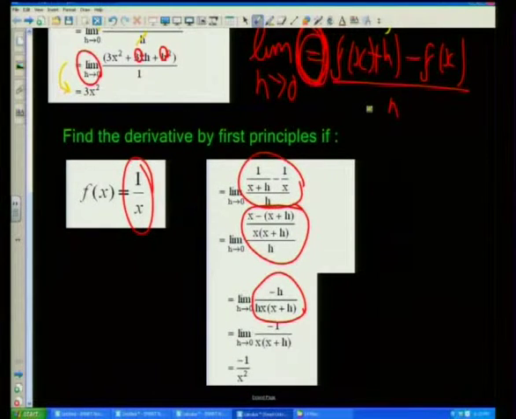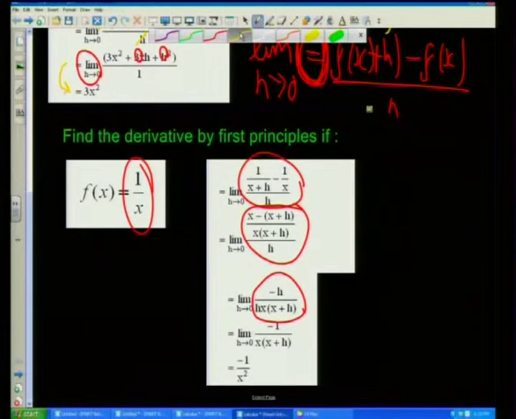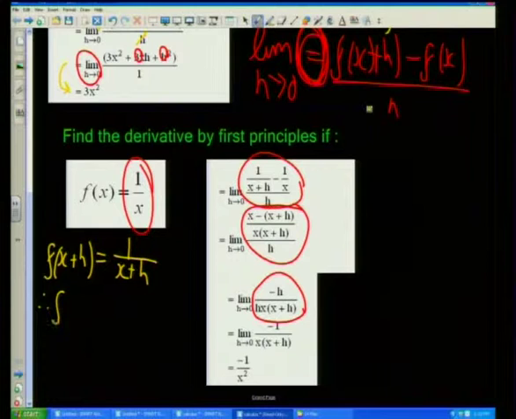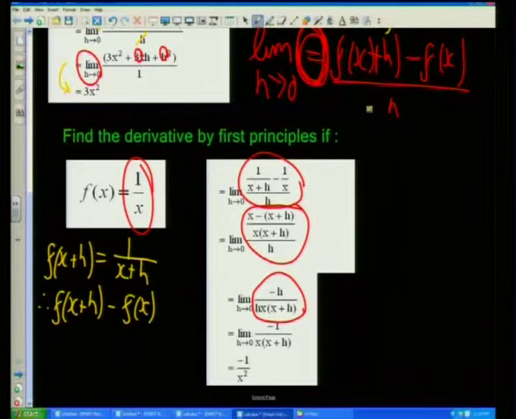What I tell my students to do is I say, you know what, apply the definition. You've got f of x. So now go and calculate f of x plus h. It is 1 over x plus h. And then look at what I do next. I work out the difference between the y values. I'm not going to divide by h yet.